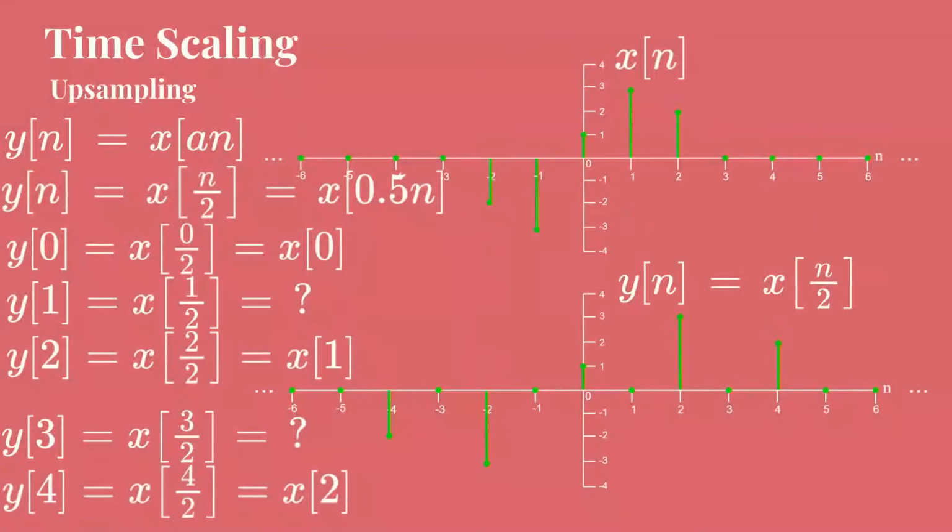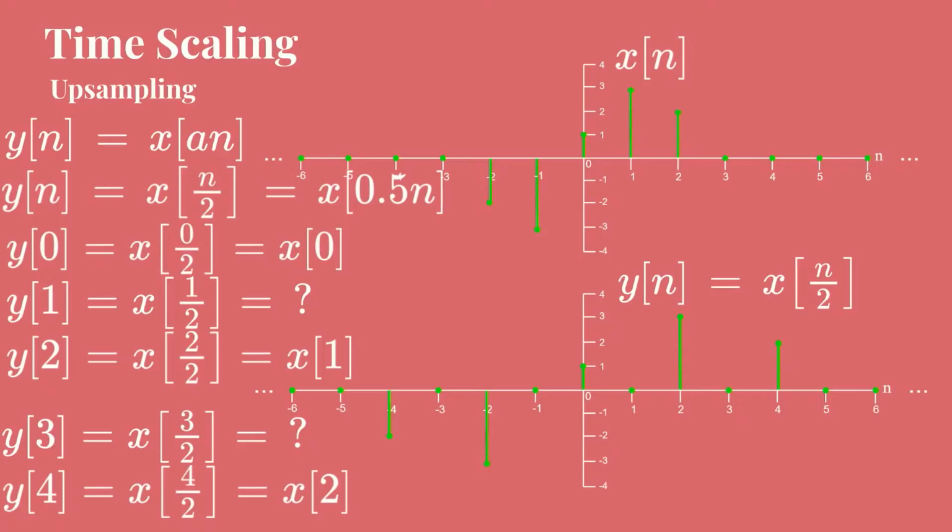So the opposite is expansion, also referred to as upsampling. This time we have an a which has a value less than 1. You can express it like this, but you can also express it like 0.5 times n. You'll see both in DSP textbooks. Let's have a go at upsampling this signal.